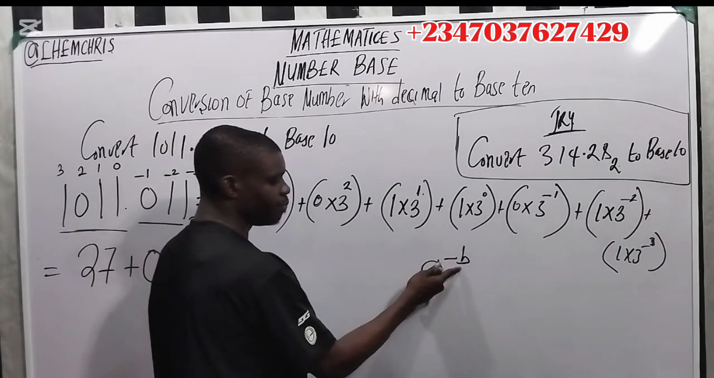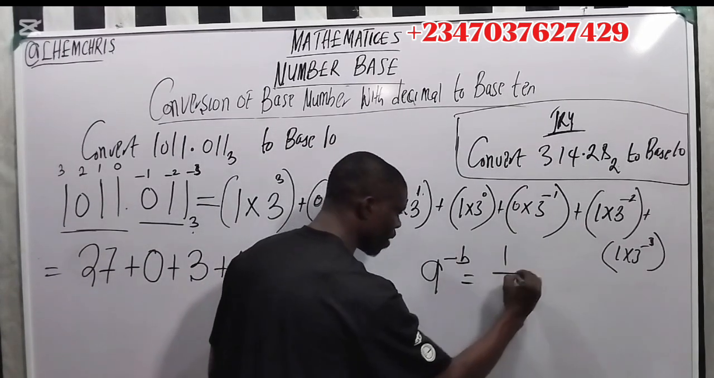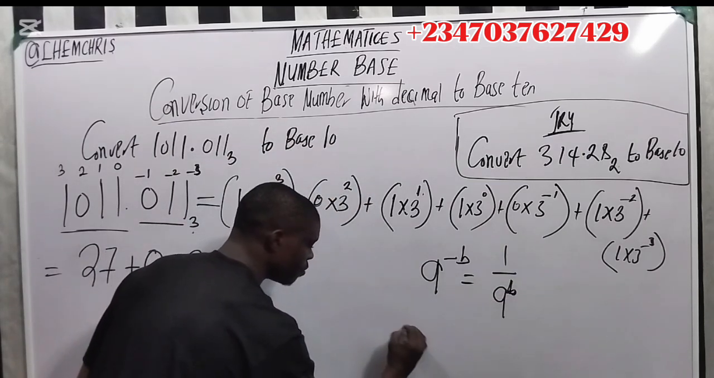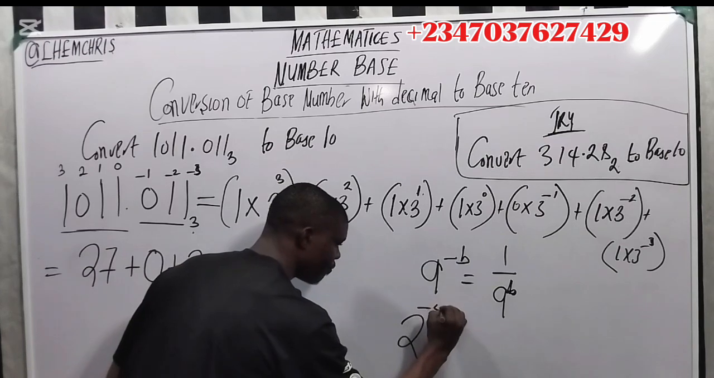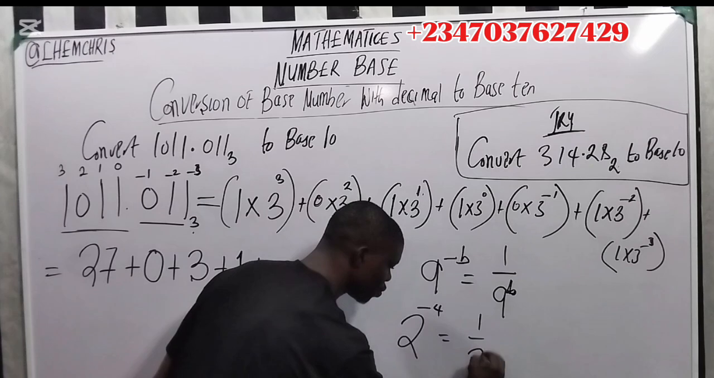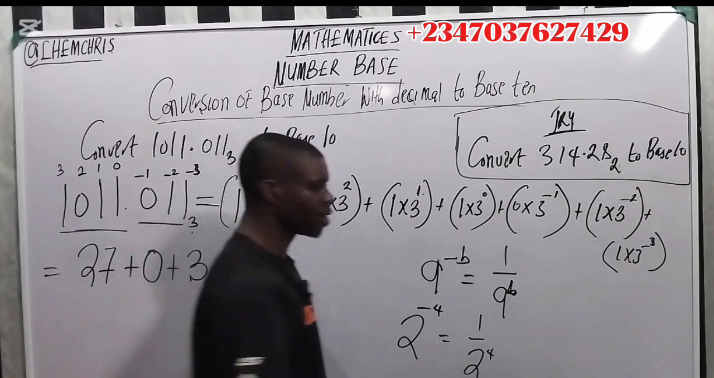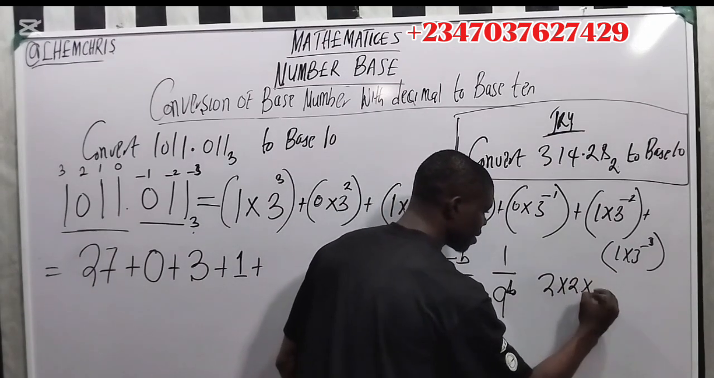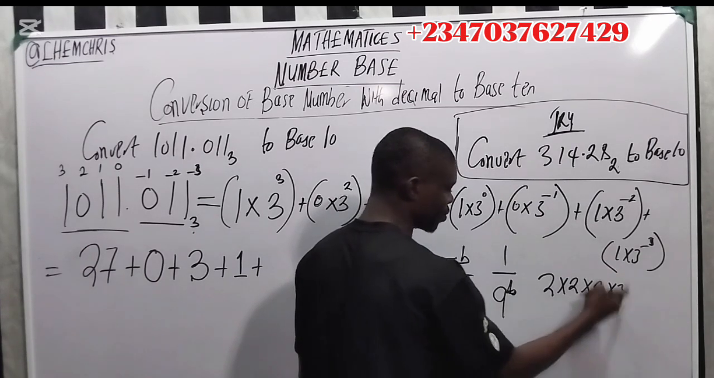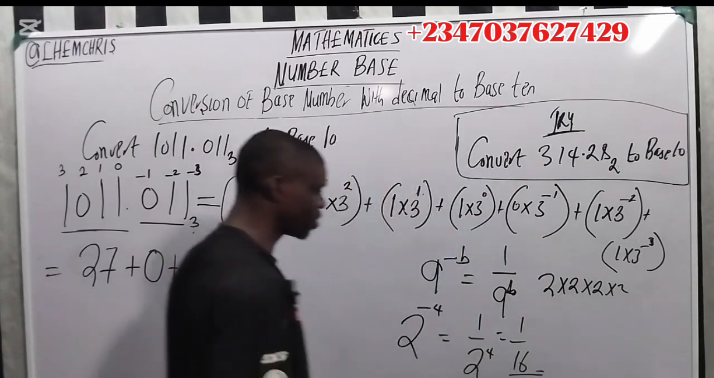Then we have a raised to minus b, right? Now, how do we remove this minus here? If you want to remove this minus, you get 1 over a raised to b. Do you understand? If you have something like 2 raised to the power minus 4, to remove this minus, it's going to be 1 over 2 raised to the power 4, right? 2 times 2 times 2 times 2. 2 times 2 is 4. 4 times 2 is 8. 8 times 2 is 16. So it's going to be 1 over 16. This is what you need to pay close attention to, because this is what I want to use in this place.